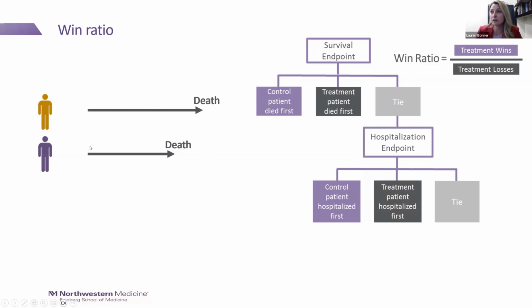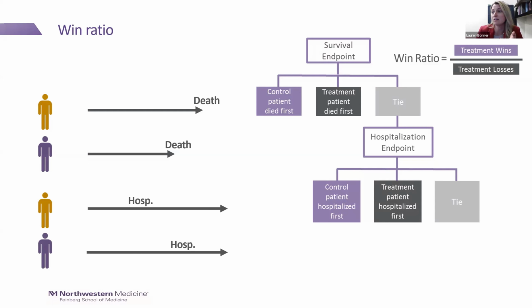So in this particular example, we can see that, say, the treatment arm in yellow, the yellow person there, survived longer. So that would be considered a win for the treatment arm for this particular pair. So if you can determine a winner on that first endpoint, you stop there.